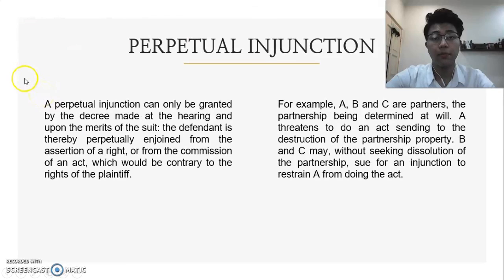Now the perpetual injunction can only be granted by a decree made at the hearing and upon the merits of the suit. The defendant is thereby perpetually enjoined from the assertion of a right or from the commission of an act which would be contrary to the rights of the plaintiff. For example, A, B, and C are partners, and the partnership is determinable at will. A threatens to do an act tending to the destruction of the partnership property. B and C may, without seeking the dissolution of the partnership, sue for an injunction to restrain A from doing the act.